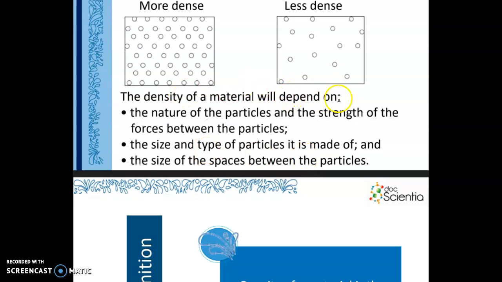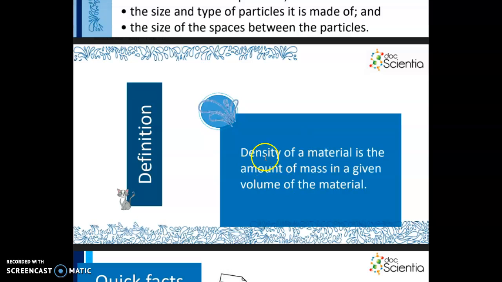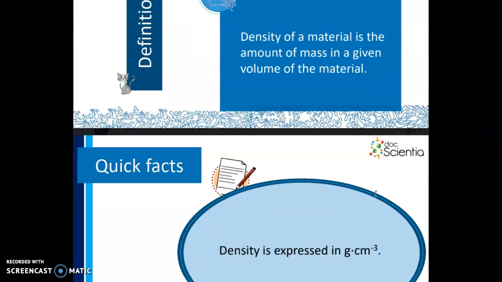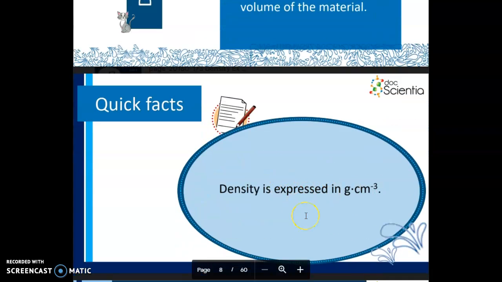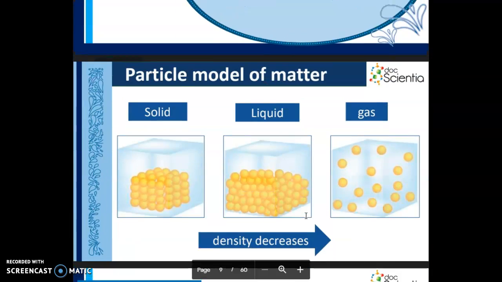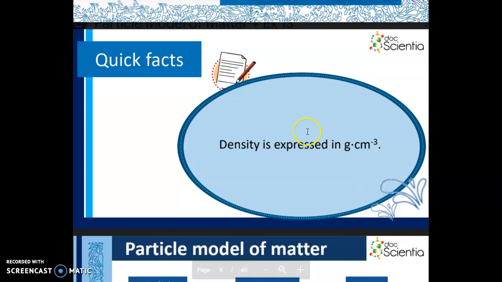The density of a material will depend on the nature of the particles and the strength of the forces between the particles, the size and the type of the particles it is made of, and the size of the spaces between the particles. Definition: the density of a material is the amount of mass in a given volume of the material. So density is the amount of mass in the volume of the material. Density is expressed in g cm⁻³. I don't know how to pronounce that. Just remember that little thingy there.